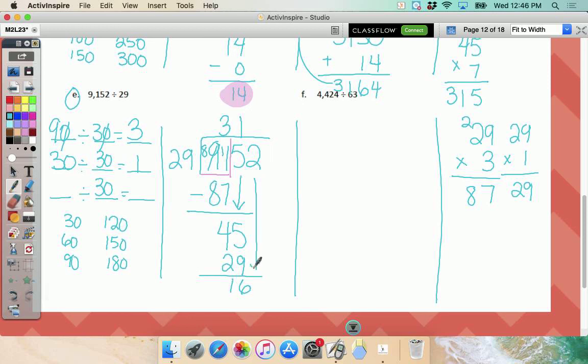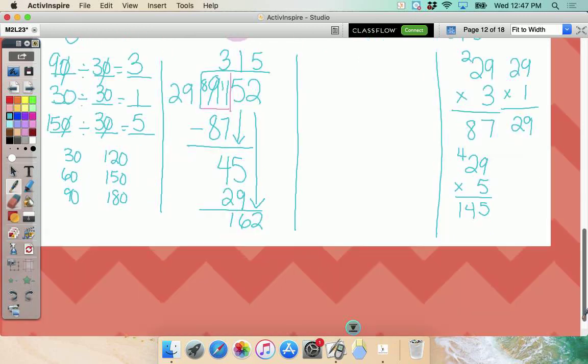Can I bring down my 2? Yes. Azul, which number over to the side is closest to 162 without going over? 150. You guys are getting so good at this. Azul, what's 15 divided by 3? 15 divided by 3. So 3 times something equals, very good. Aubrey, what do I write in the guess and check? 29 times 5. Does it work? Yeah. Okay.